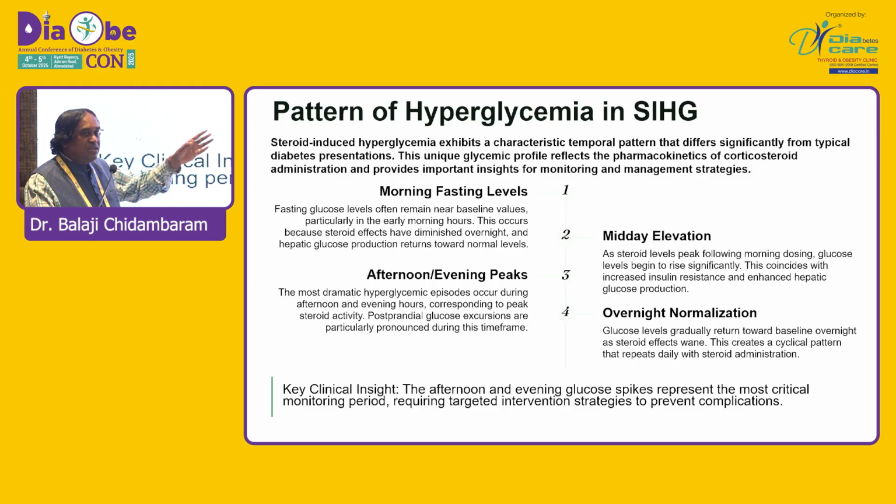And lastly, the sugar comes back to normal at night time, as the steroid effects wane. So the main thing is the afternoon and evening glucose spikes. They represent the most critical period during steroid therapy.